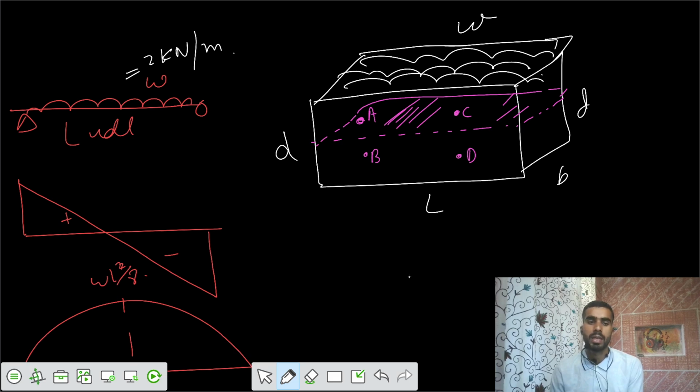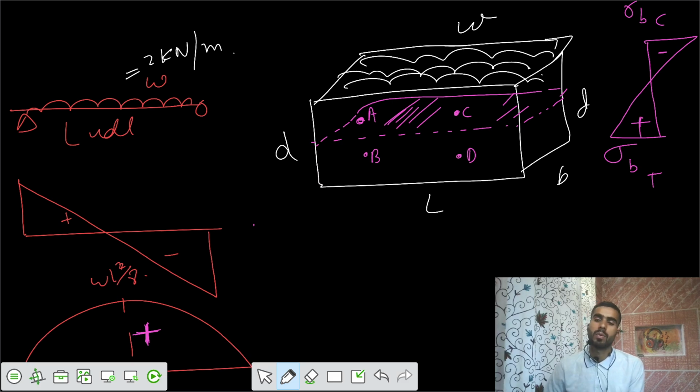For a positive bending moment, we have sagging curvature. That means the stresses would be top compressive, bottom tensile: bending stresses sigma BC negative, sigma BT positive. So because of the positive bending moment, we have positive, that is tensile, stresses on the bottom side. B and D are having tensile stresses, and A and C are having compressive stresses.